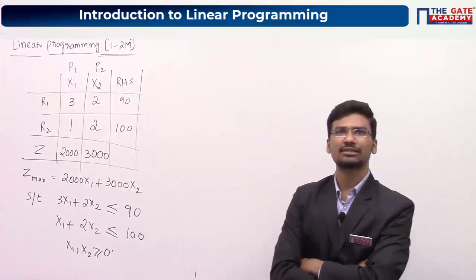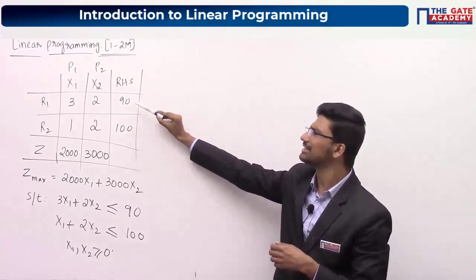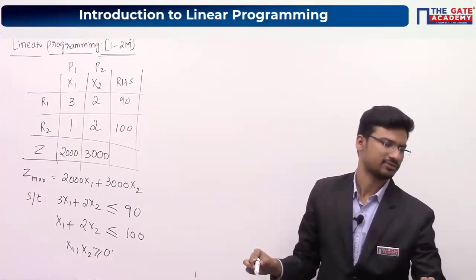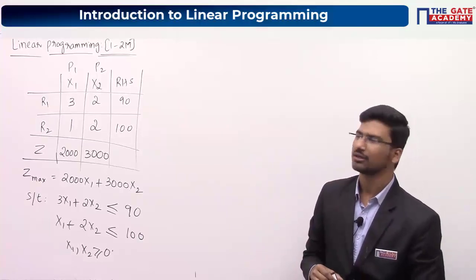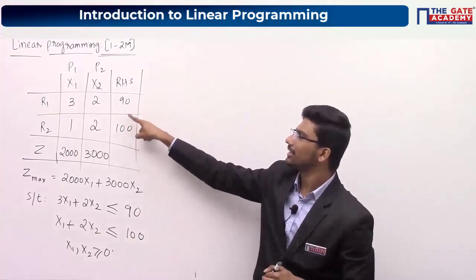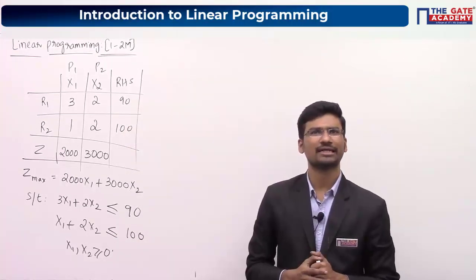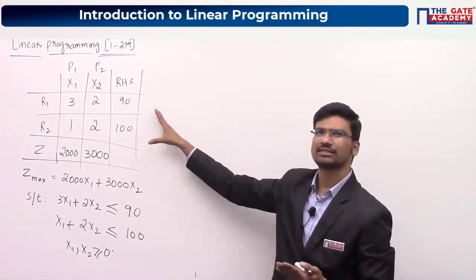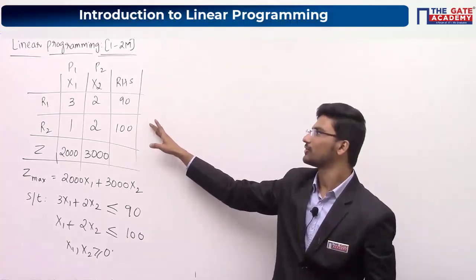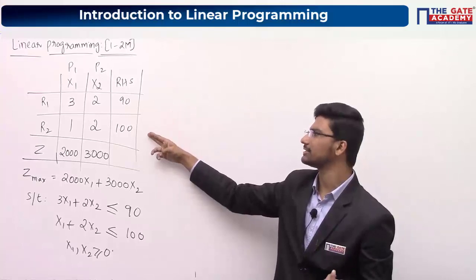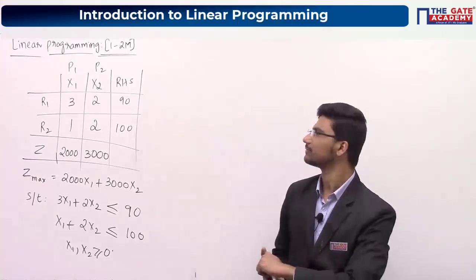So any doubts regarding this? RHS. See, RHS is your limiting values of the constraints. The manufacturer has 90 kgs of R1 and 100 kgs of R2. So 90 kgs and 100 kgs, these are the limitations, and that will be your RHS value. So RHS values are the limiting values of the resources. Resource 1 is available only 90 kgs and resource 2 only 100 kgs. That's what we have written in the RHS.